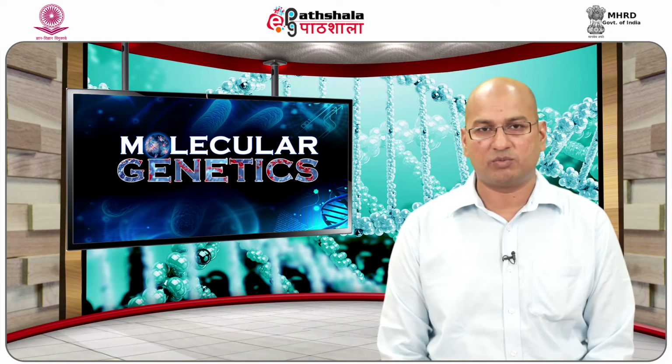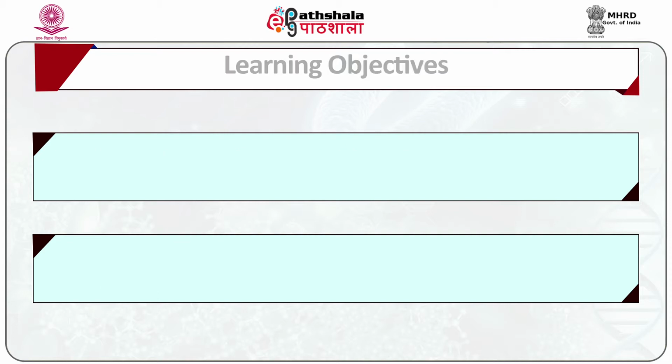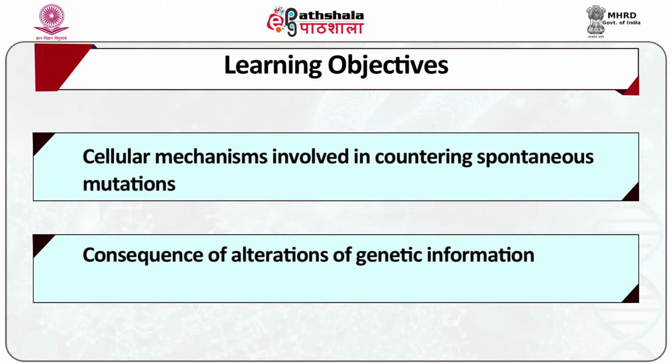The learning objective of this module is to first understand the significance of maintaining genetic information. Second, how fidelity of replication is responsible for maintaining genetic information. Third, cells are exposed to several kinds of mutations during their lifetime. Here I will briefly discuss different types of spontaneous mutations resulting from environmental factors like ionizing radiations, oxidizing agents and metabolic products, as well as discuss the cellular mechanisms involved in countering spontaneous mutations and DNA breaks. Towards the end, I will review the consequence of alterations of genetic information.